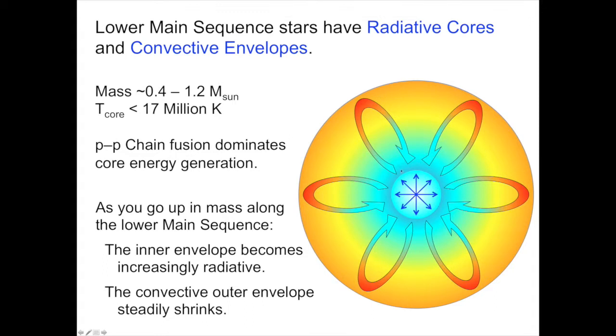At the very bottom of the lower main sequence, we have a radiative core, and then immediately outside in the envelope, the core is fully convective. But that's at about 0.4 times the mass of the Sun.